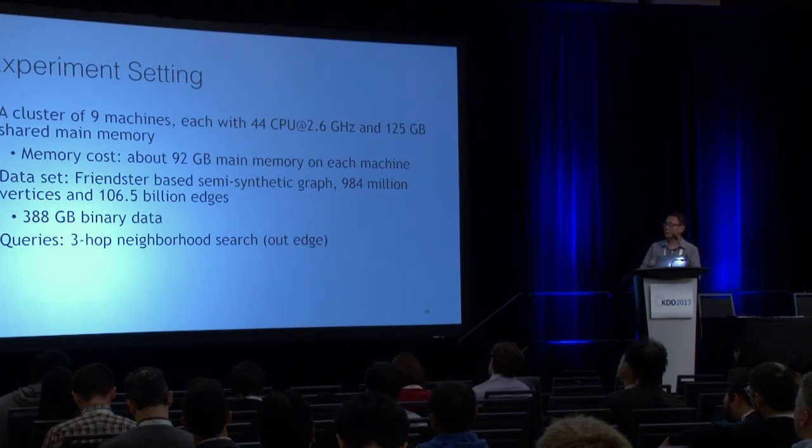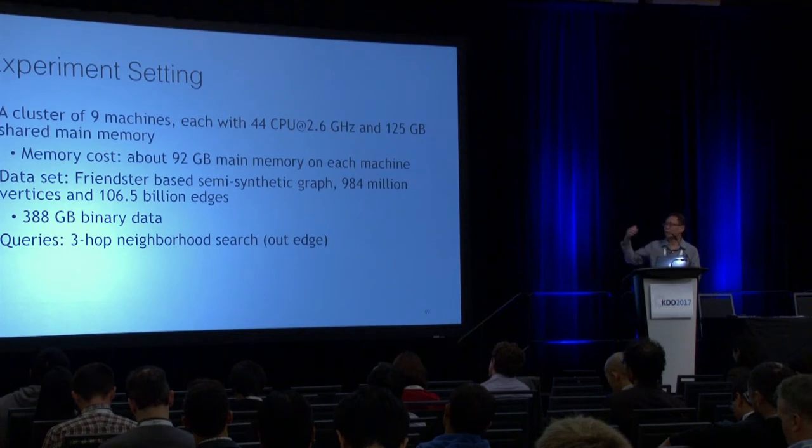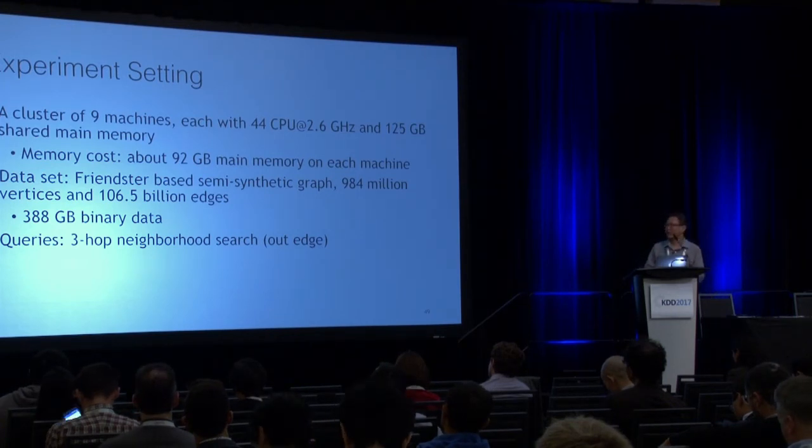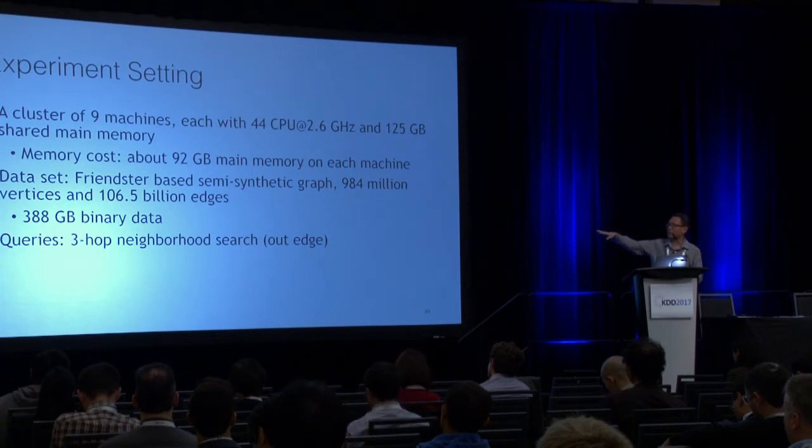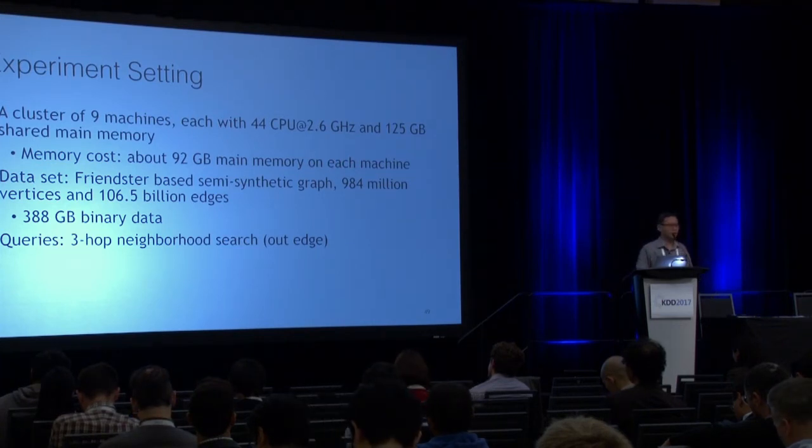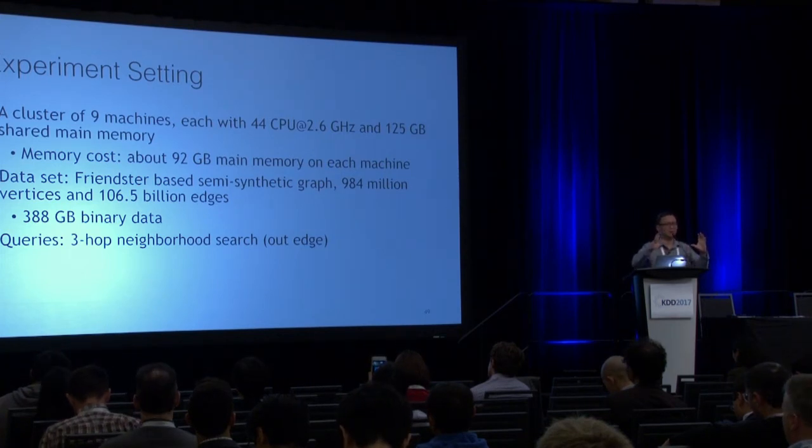And for the data set, we use the Fraser synthetic graph generator to generate a graph of close to 1 billion vertices with over 100 billion edges. So we call this a large graph. Okay. And if you put the graph into binary data, it is close to 400 gig of data. So you cannot put this data into any single machine completely.